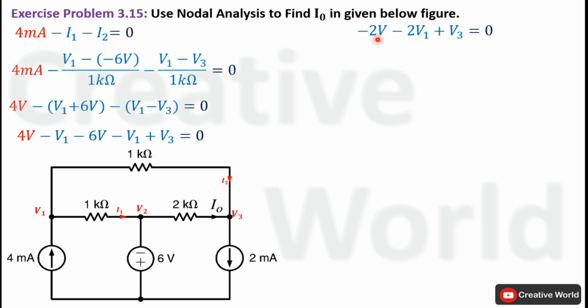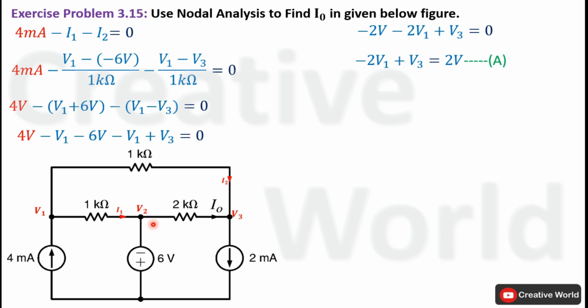Place this minus 2 volt on the other hand side of equal. The equation will become minus 2V1 plus V3 equal to 2V. We cannot further solve this equation, so leave it for now and label it as equation A. It is the first node voltage equation of this network.